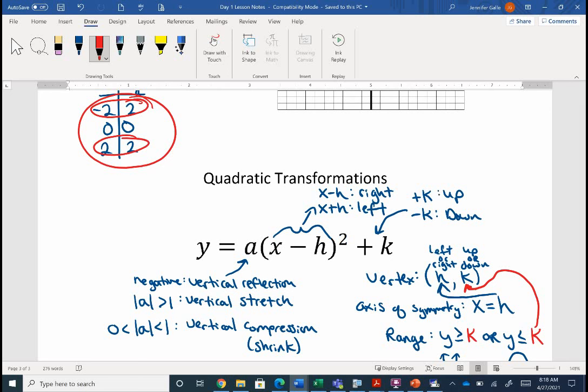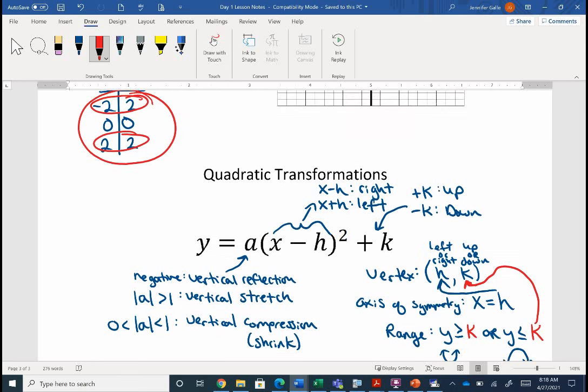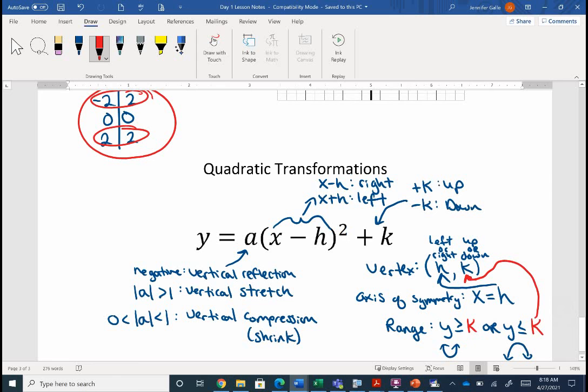By the time we're done with this unit, you're going to be able to graph these without needing to jump to the calculator. That's our end goal. We'll be able to find enough pieces just using our algebra that we won't have to jump to the calculator.